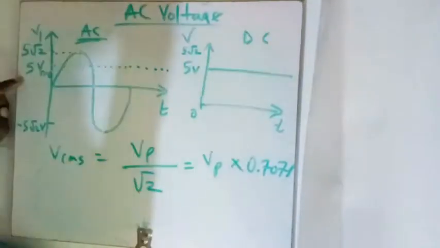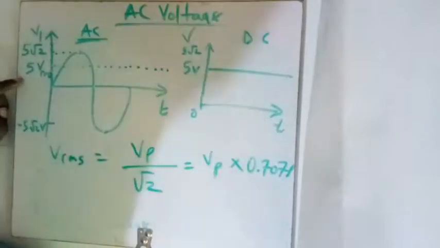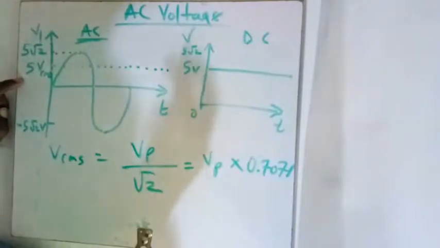If you have an AC power source and you want to replace it with a DC power source, you need to know the RMS value. The RMS value tells us the equivalent DC power source or voltage source that you can use, especially if you want to use it for heating purposes.